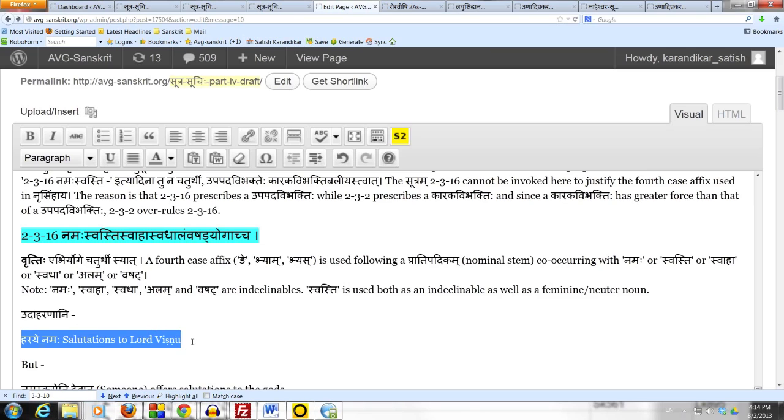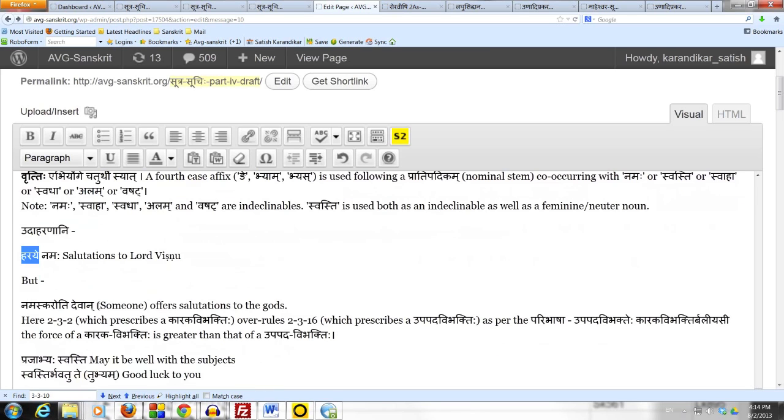Haraye Namaha. Salutations to Lord Viṣṇu. Here Namaha has been used, so in conjunction with Namaha, Hari takes the fourth case affix. In this case, the singular affix Ṅe to give the form Haraye. But Namaskaroti Devan. Someone offers salutations to the gods.